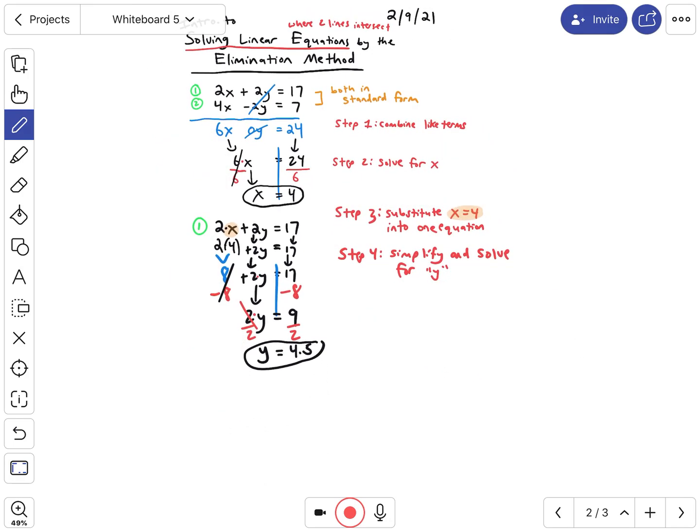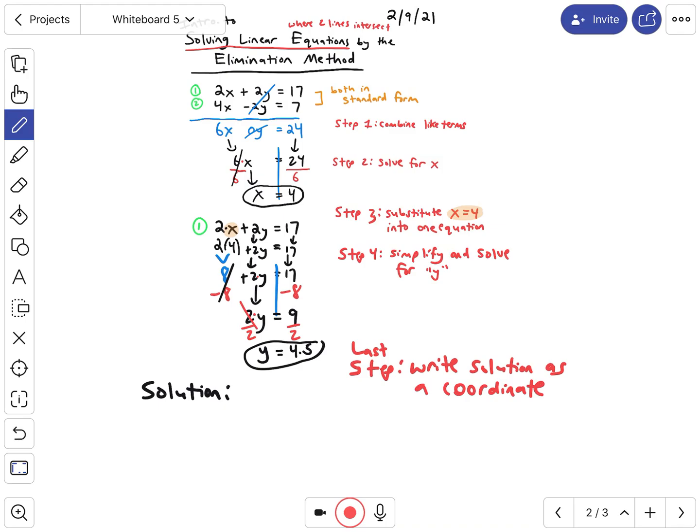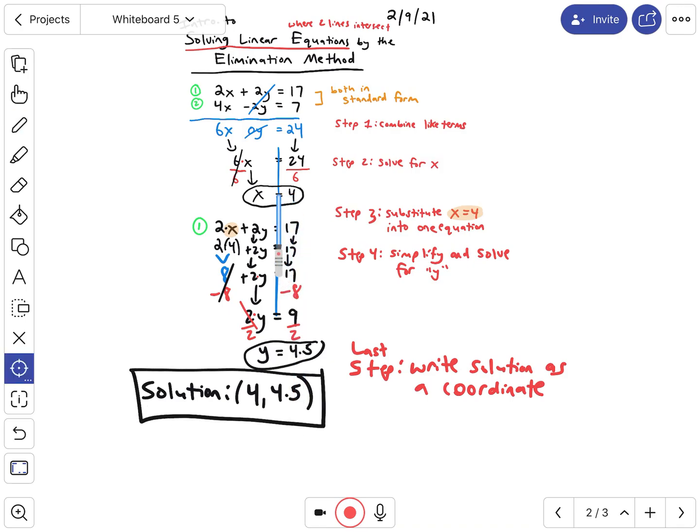Okay. So the last step, once you solve for both, is to write the solution as a coordinate, which is a point, right? So I'll put here the solution, and then x first and then y. So we solved for x here, now we got y, so it's going to be 4, 4.5. Okay, and that's going to have the box. So these are like the mini answers, and then this is like the main answer, the solution.